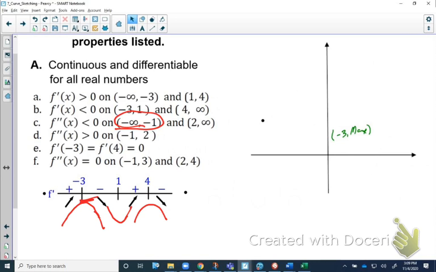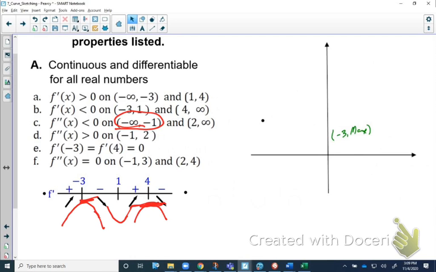And we're going to have a maximum at 4, also for us to have a slope of 0. That'll be our horizontal line. And I have my second derivative is 0 on 1, negative 3. I'm sorry, negative 1, 3, and 2, 4. So that's where we're going to have some type of inflection point.